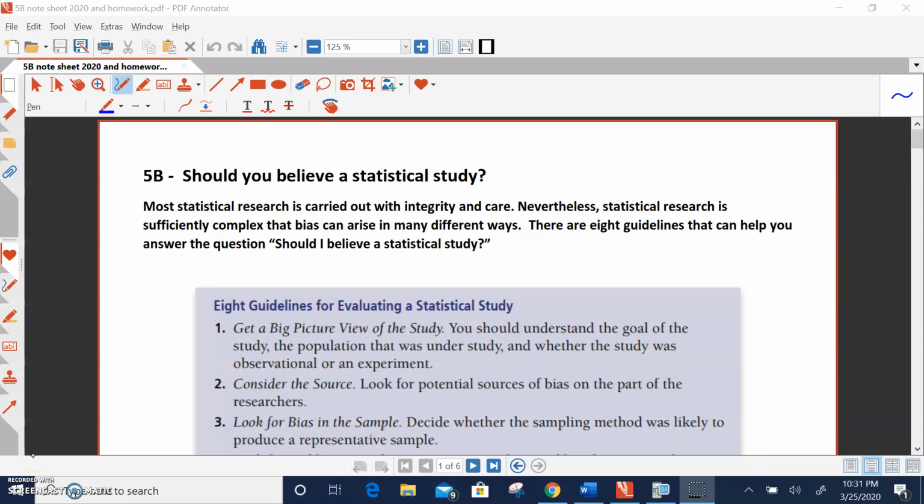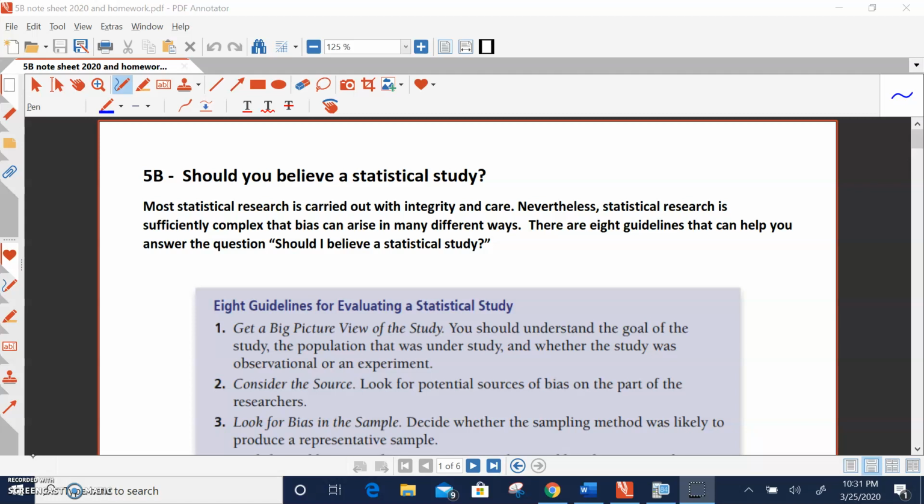Let's take a look into section 5B, which is titled, Should You Believe a Statistical Study? Now, you've got to realize that most statistical research is carried out with integrity and with care. However, it's very complex and bias can arise in many different ways. So here are some guidelines that might help you answer the question, should I believe a statistical study?